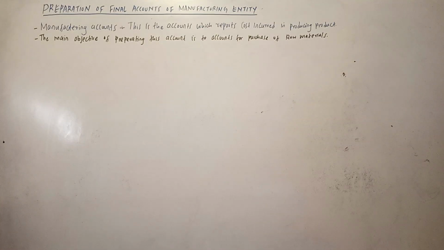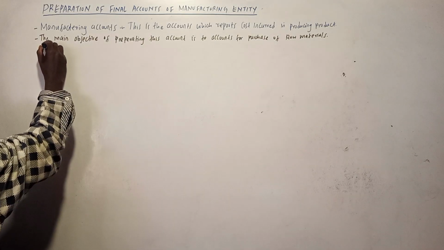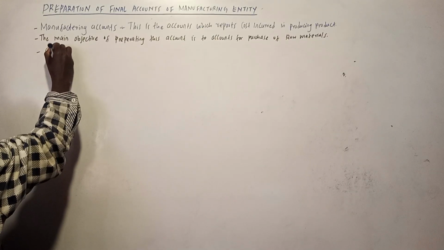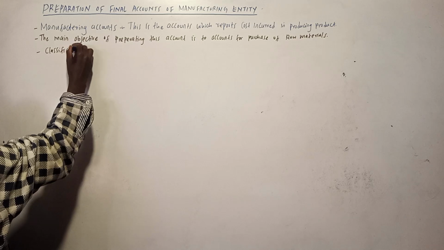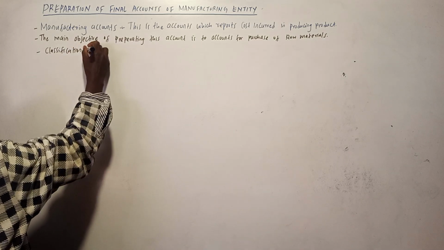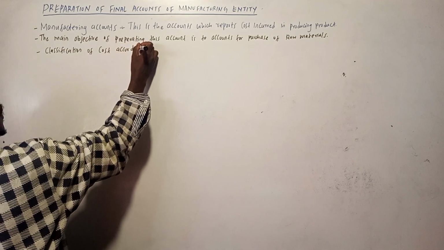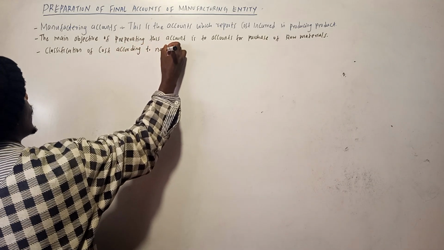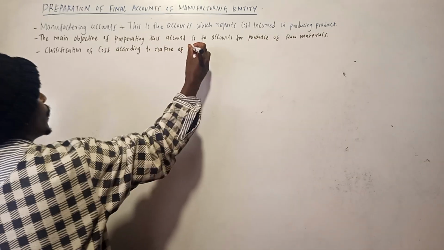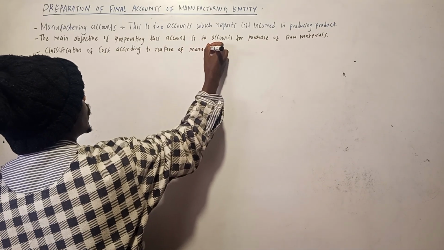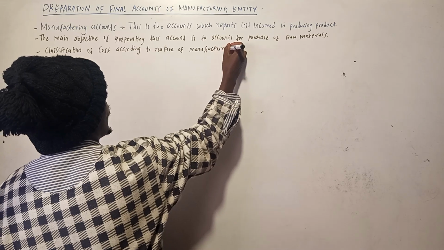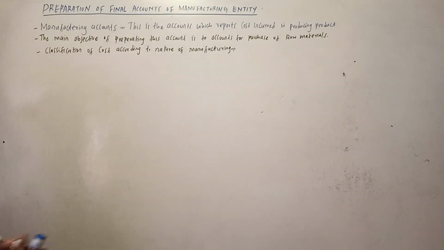Now, we shall classify costs. So, classification of costs according to the nature of manufacturing. How do you classify cost according to the nature of manufacturing? When we classify cost according to the nature of manufacturing, we have two of them.